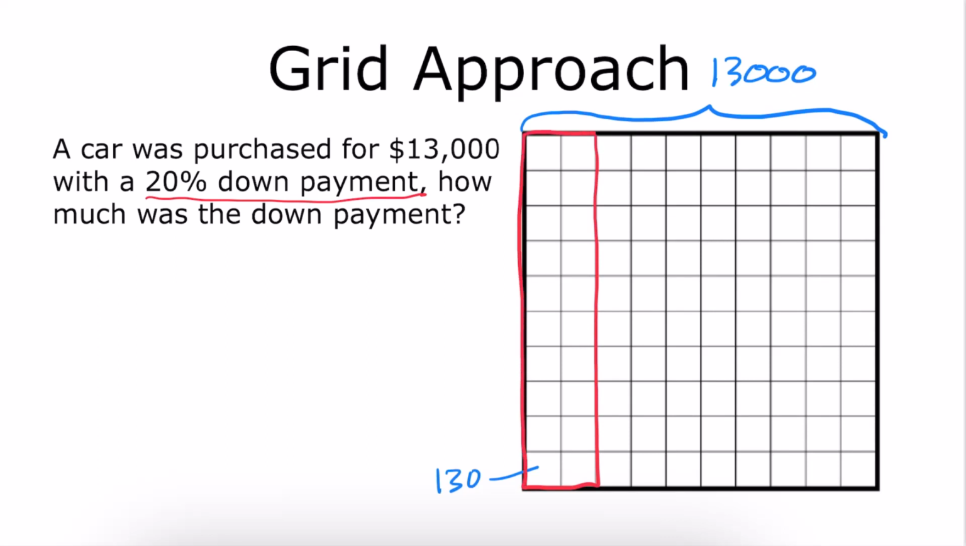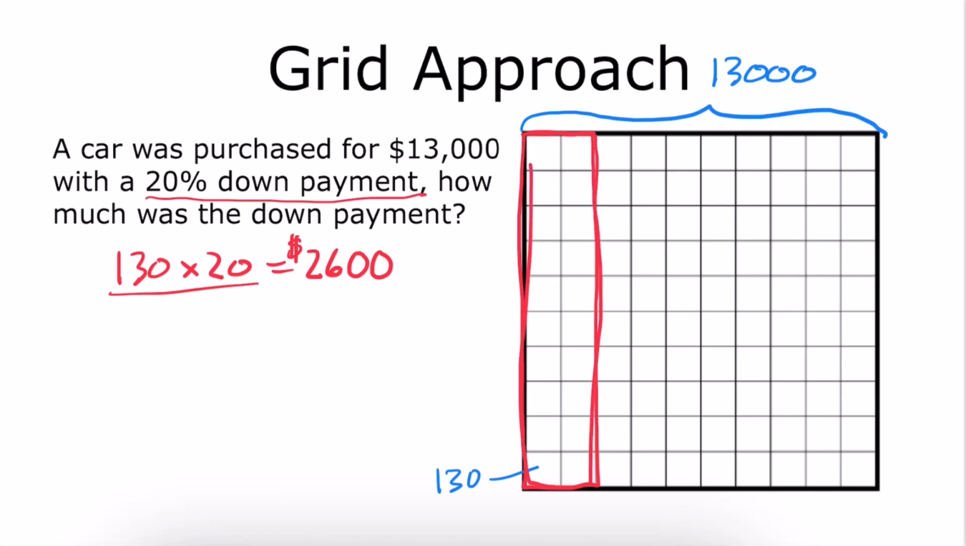We could say, if each of the blocks is 130, then how much is 20 of them? To figure this out, we could do 130 times 20, and we could use our mental math strategies. 13 times 2 is 26, and since 130 is 10 times 13, I can multiply my answer by 10, and since 20 is 10 times 2, I can multiply that by 10 as well, and the amount of the down payment is going to be $2,600. You don't have to use mental math to figure this out. You could also multiply it out by hand if that's easier for you. But the idea is that we are looking for the amount that's represented by these 20 blocks.